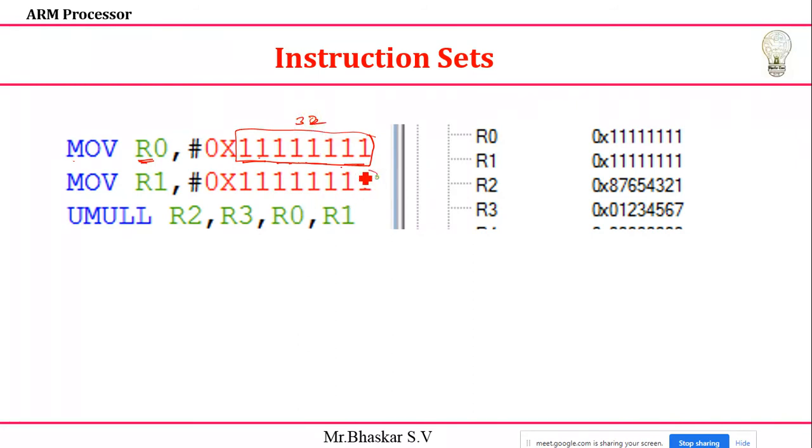and the second value I'll also take. It is also a 32 bit value. I'm doing the multiplication of 32 bit and 32 bit. I'll get some result, and that result I'm going to take in the two registers. If you do the multiplication, you can check it out. I'll get the result here.